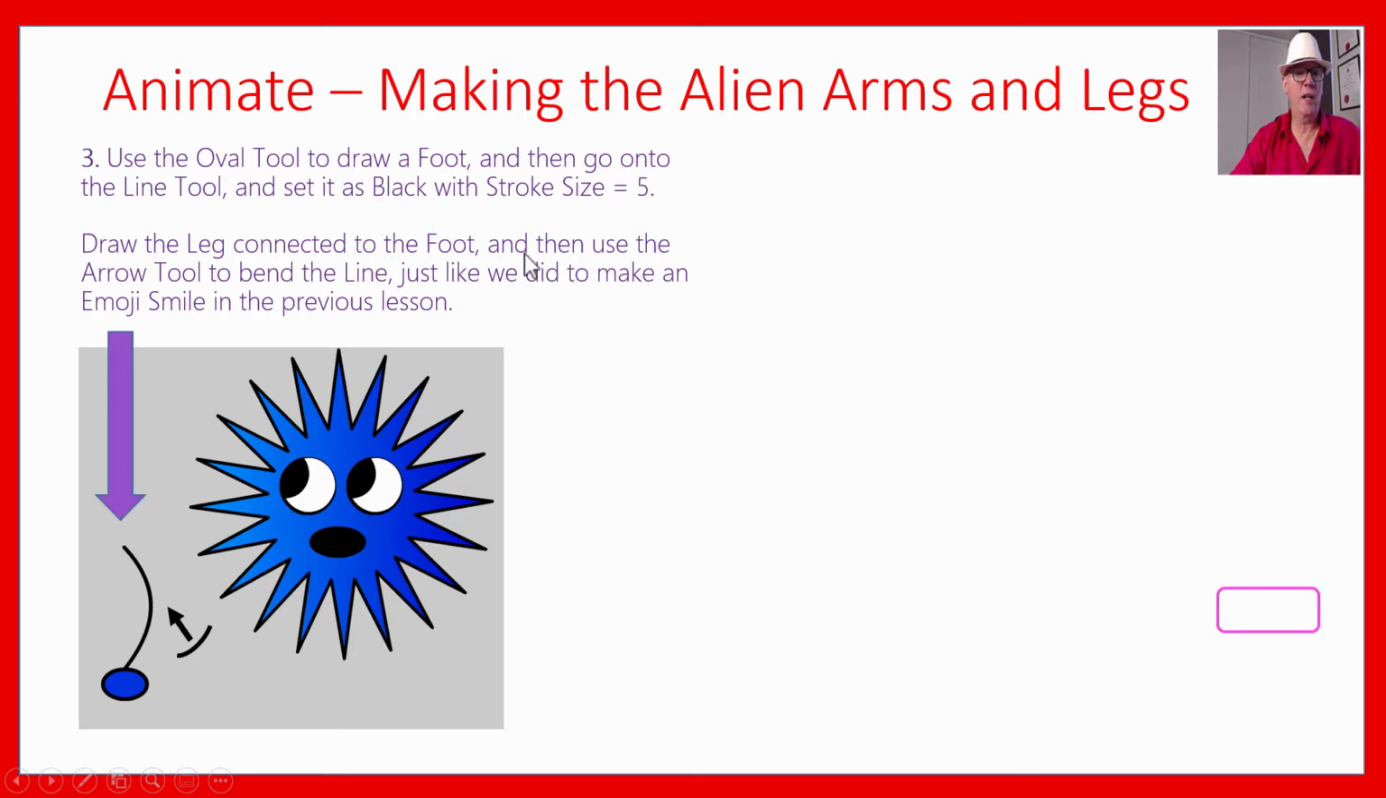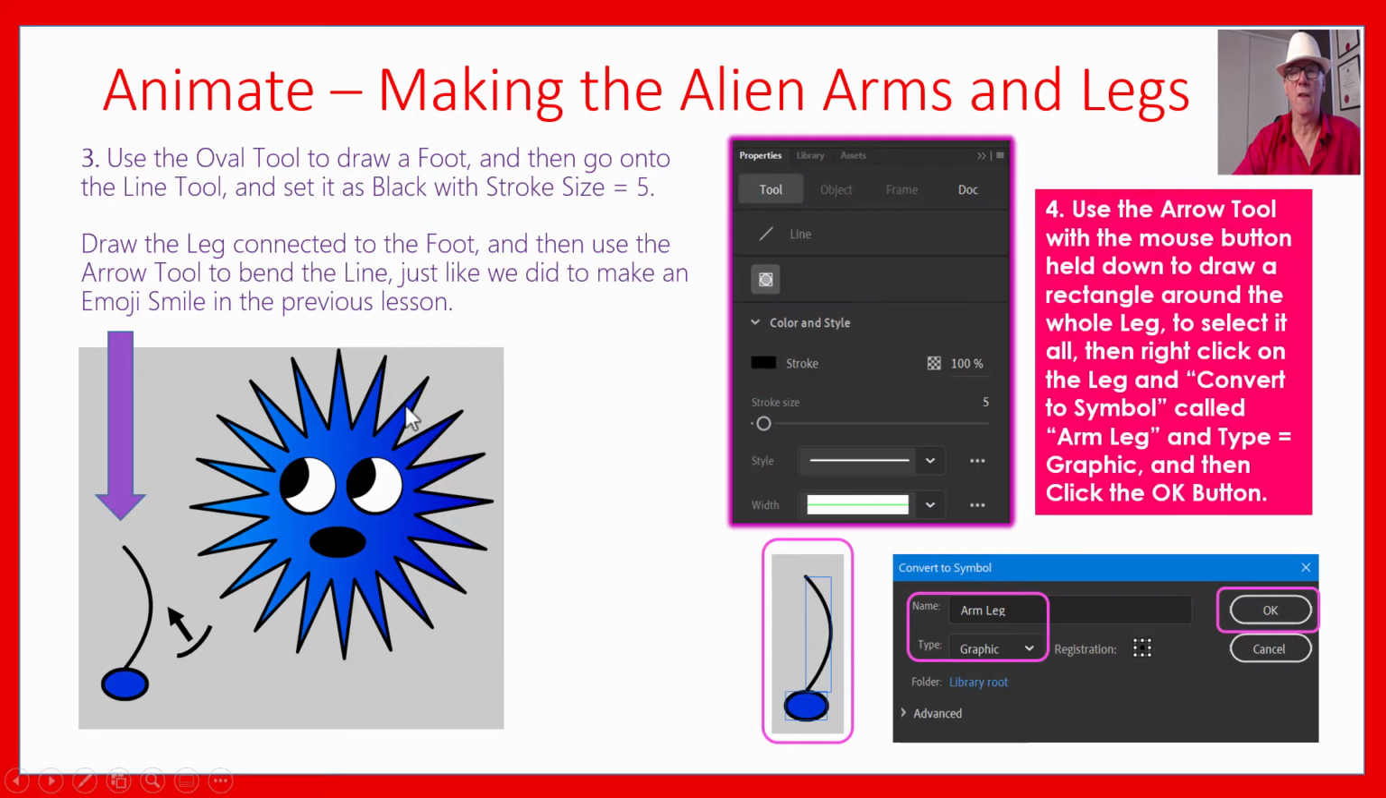Then the leg to connect to the foot, just use the line tool to make that, and you can draw a line. Then remember, if you move near it with the arrow tool, you get that bendy symbol, like we did in the previous lesson for the emoji smile, the cookie cutter lesson, and then you can bend that so it looks like this, all right? So use the oval tool and then the line tool, and we're using stroke size 5 on that.